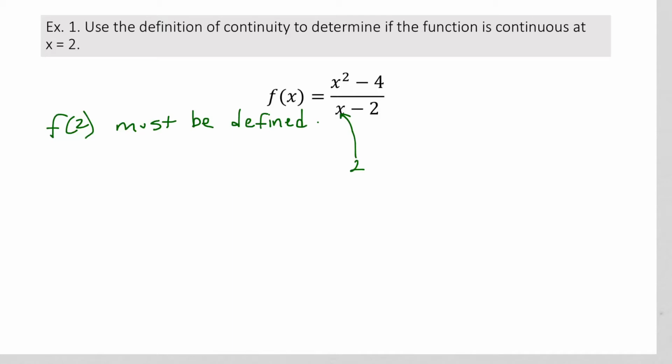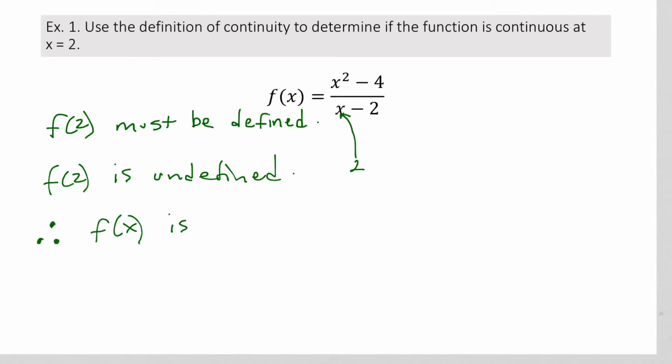So f of 2 is undefined. So we can say, let's use our three dots, that means therefore. Therefore, f of x is not continuous, because the first condition is not met.